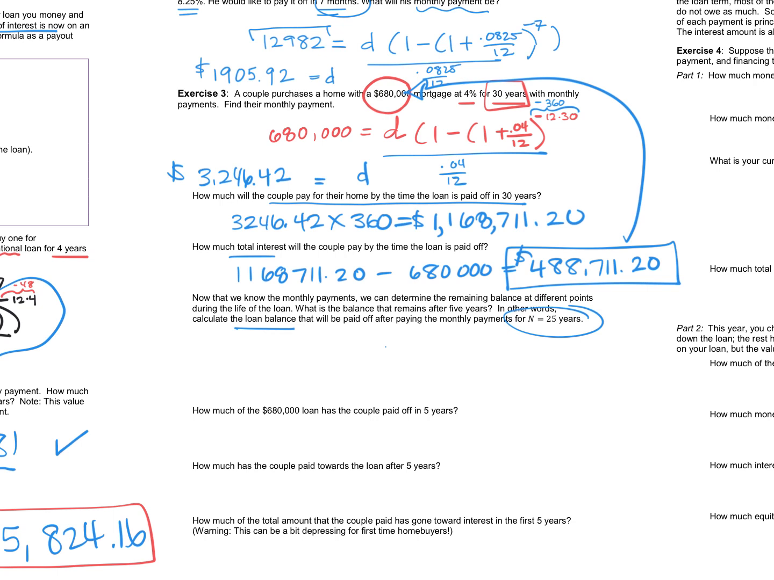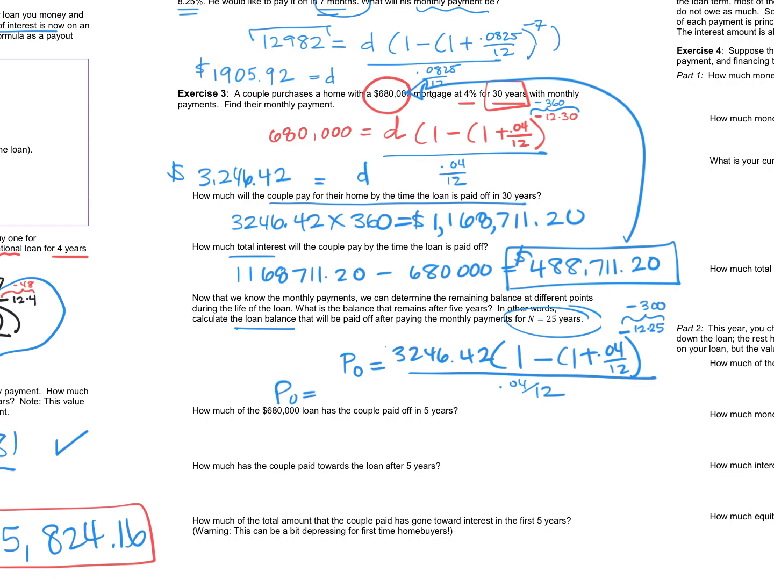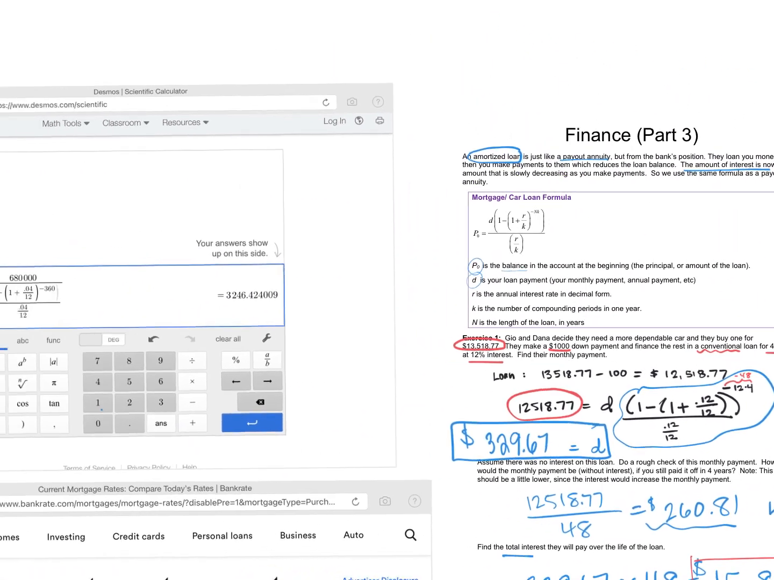So for this, we don't know our P0, the balance after those remaining payments, but we know how to calculate it. We're just going to stick that payment amount in 1 minus 1 plus 0.04 over 12 to the negative, okay, it's not 360 this time, it's negative 12 times 25. So really this is going to be negative 300 because we're taking off 60 payments, basically 5 years, and divide by 0.04 over 12. And so our P0, again, going over to our calculator, a nice Desmos.